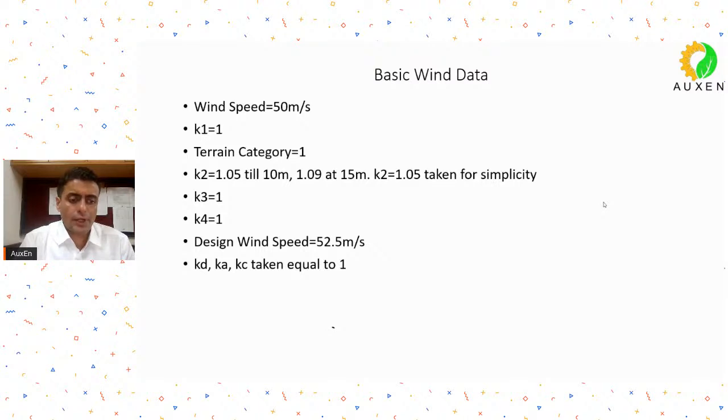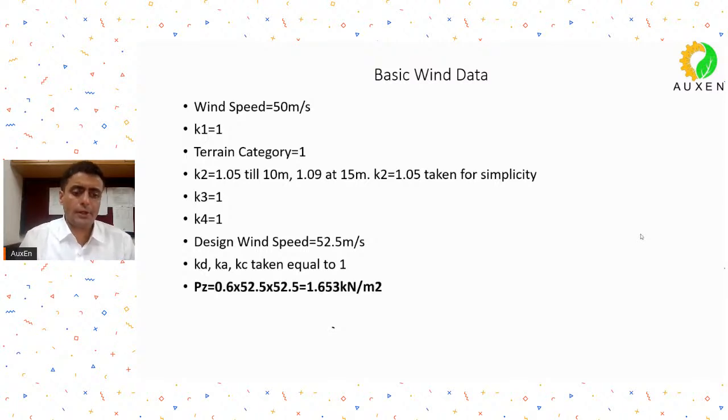KD, directionality factor, area averaging factor, and combination factor, we have taken them equal to 1. A reason for taking them 1 is because ETABS version 18 does not allow you to input the values of KD, KA, KC. So that's the reason we have taken them as 1. This is the wind pressure that we get, 1.653 kilonewtons per square meter. So this becomes my PZ.